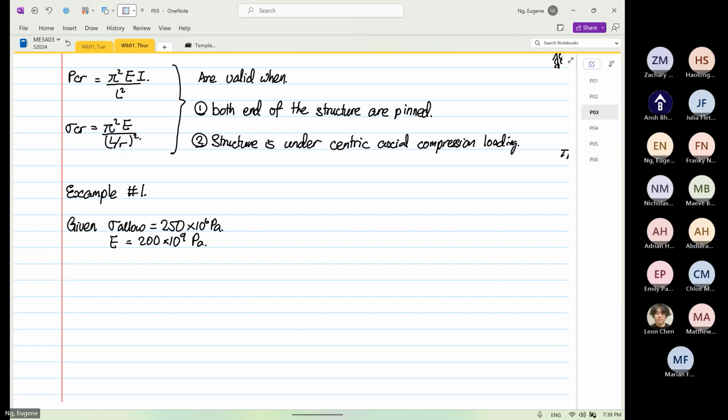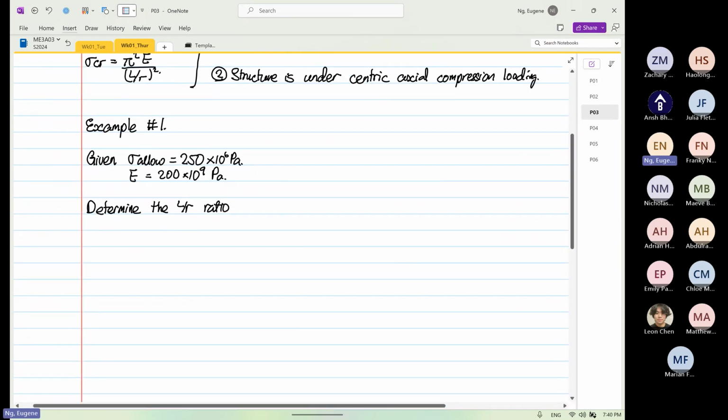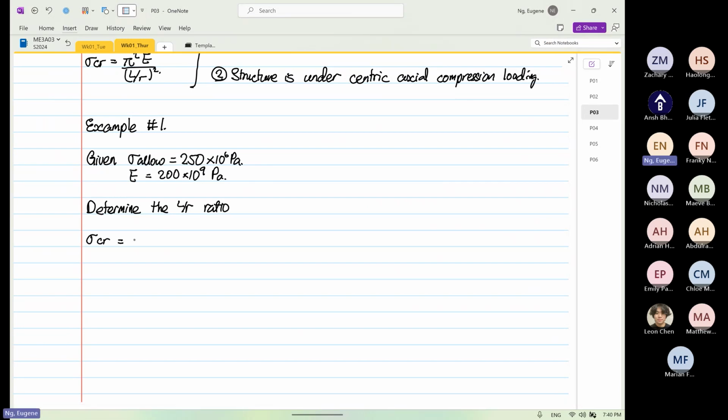So we're going to determine the L over R ratio. Let me later on tell you what is so critical about this L over R ratio. So we know that stress critical is equal to pi squared E over (L over R) squared. Now we would like to determine L over R. So it is equal to the square root of pi squared multiplied by the Young's modulus divided by stress critical. This stress allowable is also our stress critical for this case.